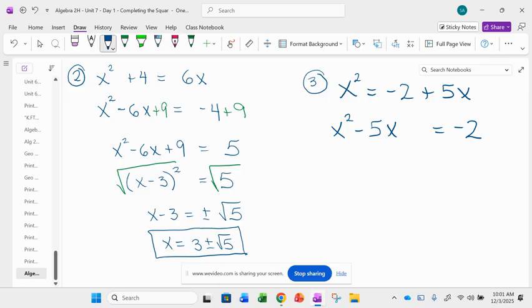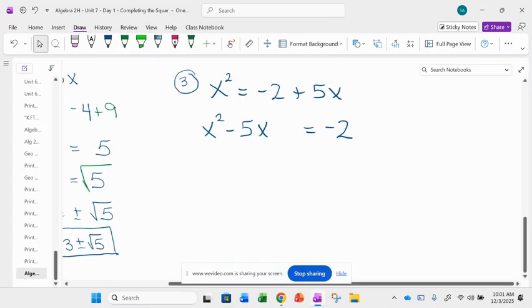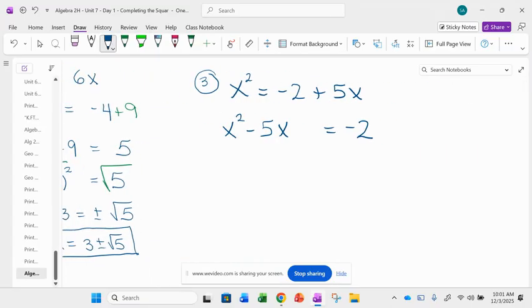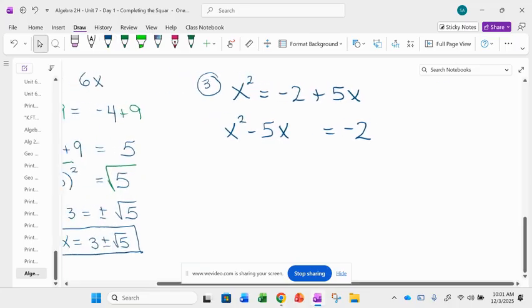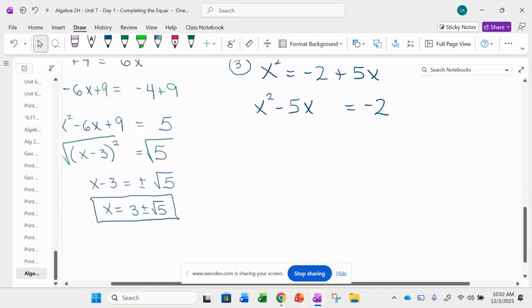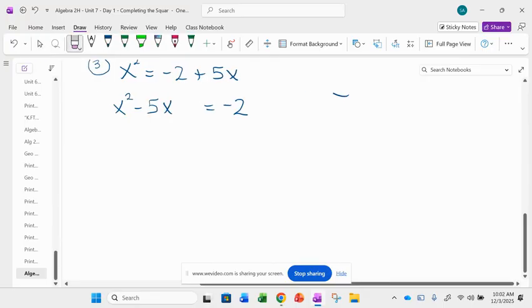Our next step is to take half of our x coefficient, and this is not very nice, right? Because half of 5 is 2.5. It's not a whole number or some kind of integer. So I don't actually want to change it to a decimal. I want to leave it as a fraction. What does that mean? So if I take half of 5, this is like my thinking head over here on the side. Half of 5 is 5 divided by 2, and I'm going to leave it like that.